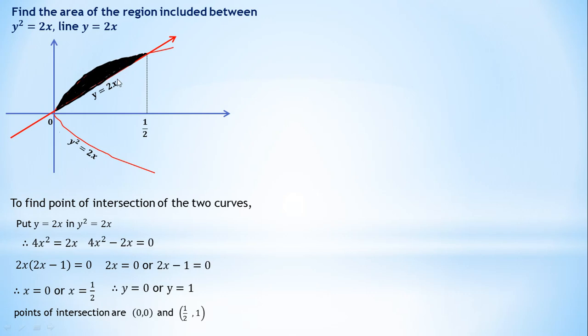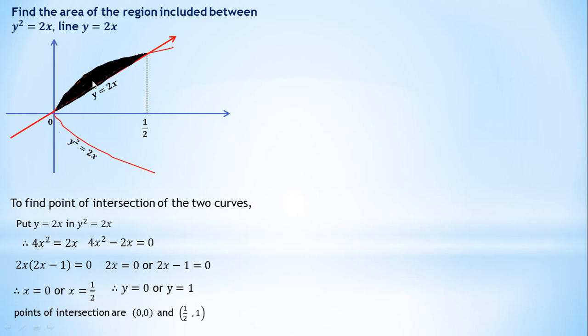Now as per the application of definite integration, we know that the area is bounded along the x-axis from 0 to 1 by 2. Because of this point of intersection, we get the point 1 by 2 here on the x-axis, because the x coordinate is 1 by 2.